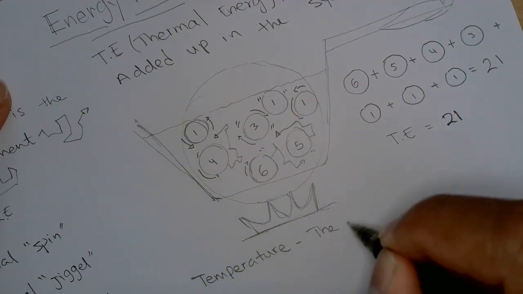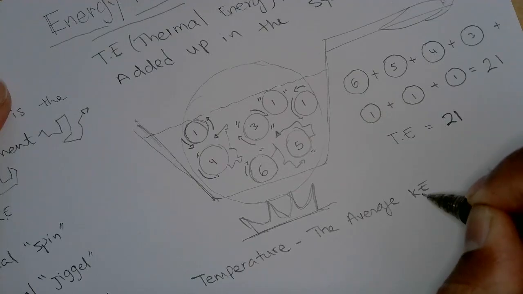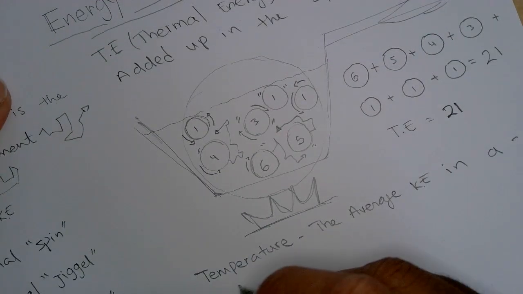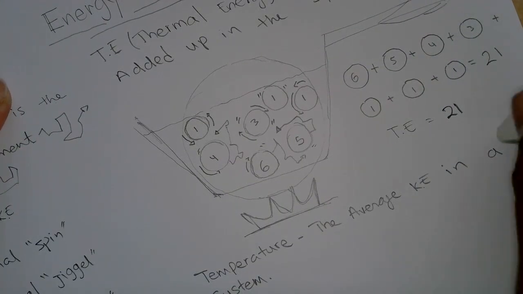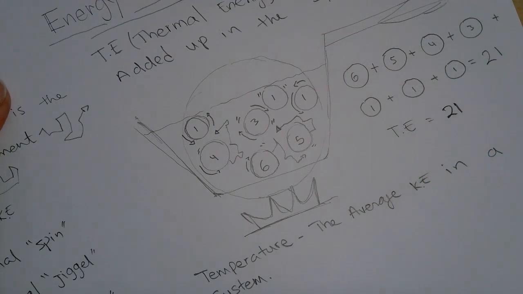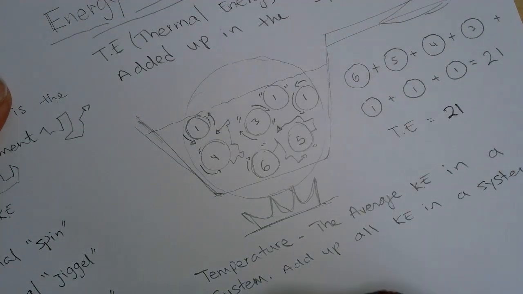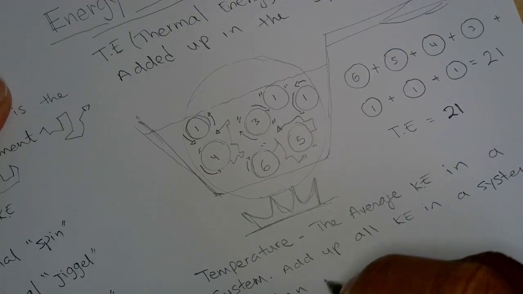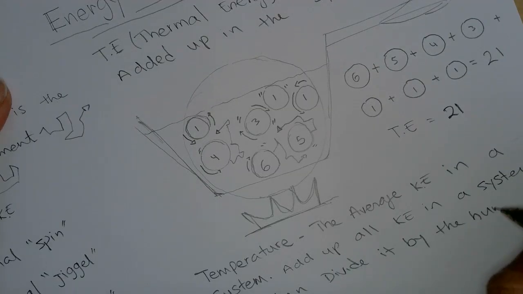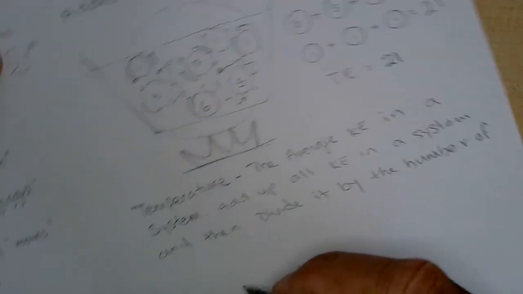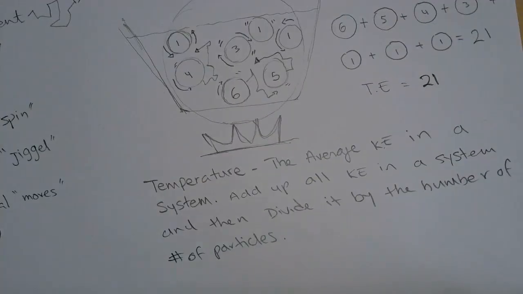So temperature is the average KE in a system. To find that, all you have to do is add up all of the KE in a system and then divide it by the number of particles. When you guys do chemistry in high school, this is how you guys will find temperature.